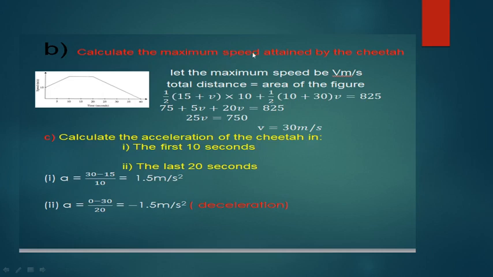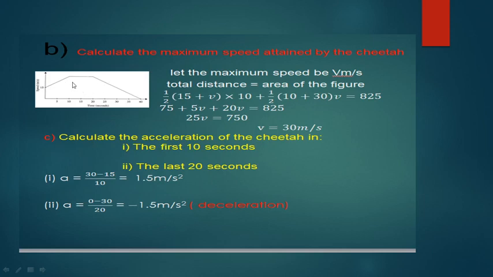We calculate the maximum speed attained by the cheetah. The cheetah started from this point and it started running up to this point. So the maximum speed attained was at this point. So we can let this point be v meters per second. If we let this point be v meters per second, we can find the area of this figure, which we equalize to the total distance that we are given, 825.